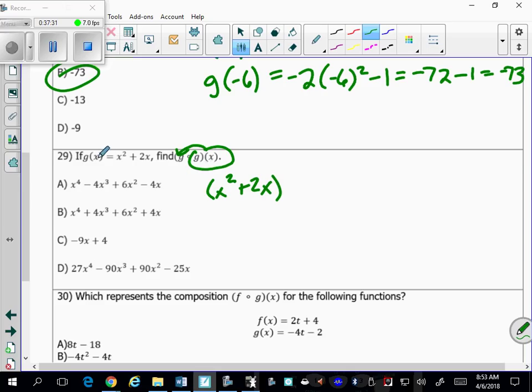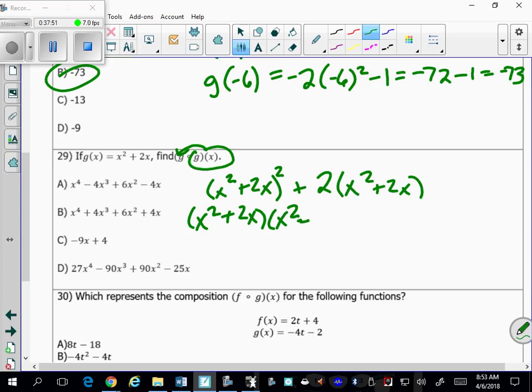Simplify this and we're done. So we have a binomial squared, so you have to do x squared plus 2x times x squared plus 2x, and then distribute in the 2x squared plus 4x. We still have to take care of this first part here, so FOIL it out, double distribution. x squared times x squared is x to the 4th, plus x squared times 2x is 2x to the 3rd, 2x times x squared is 2x to the 3rd again, and 2x times 2x is 4x squared, and bring the second or last terms over.